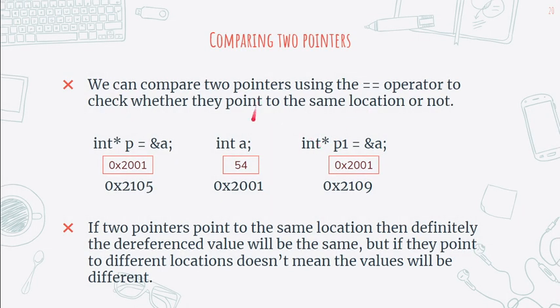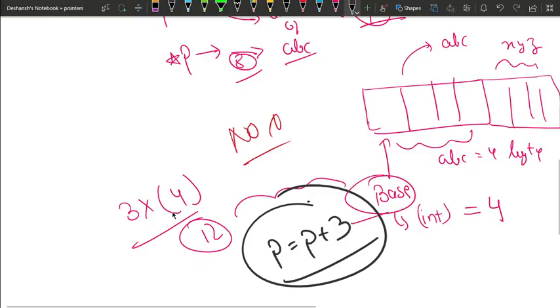So now we are going to compare two pointers. In C++ you have the equal to operator, which means we need to compare. If we are going to compare two variables, then we use this equal to operator. But this can be used with pointers also. Suppose two pointers point to the same location, then equal to will give true, otherwise false. So two pointers can point to the same location. What does it mean?